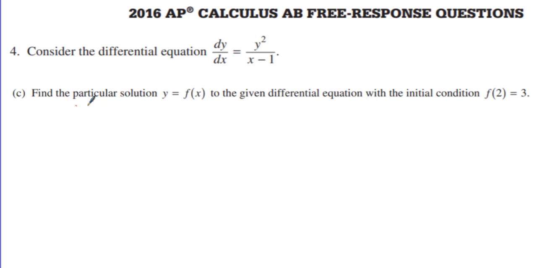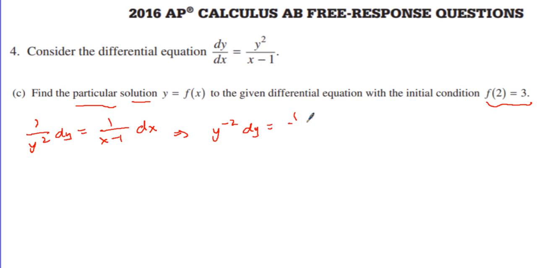Again, find the particular solution. These show up, and they gave us an initial condition. These show up over and over and over again, almost on every single exam. So first we want to separate our variables. So we have 1 over y squared dy is equal to 1 over x minus 1 dx, which means I'm going to clean this up a little bit. Y to the negative 2 dy is equal to 1 over x minus 1 dx.